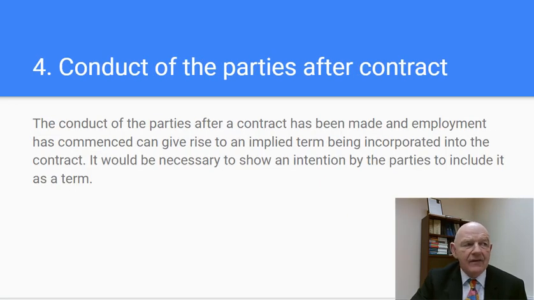The fourth set of circumstances which will give rise to a term being implied into a contract of employment is the conduct of the parties after the contract has been formed. So after the contract has been made and the employment has commenced, it can arise that the course of conduct between the parties can give rise to an implied term being incorporated into the contract. Now, it would be necessary to show an intention by the parties to include it as a term, but nevertheless the conduct of the parties after the contract of employment has been entered into, over a period of time, may give rise to the perfectly reasonable inference or implication of a term of employment into the contract.